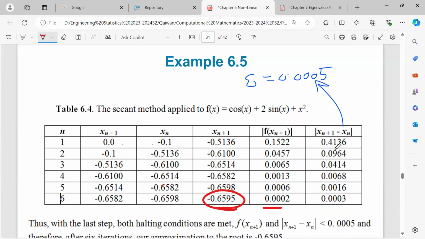What about if x n plus 1 minus x n is less than the given absolute error, but f of x n plus 1 is not? You stop. I said if one of these two conditions is satisfied. I didn't say both. Even if only one of them is satisfied, we stop.